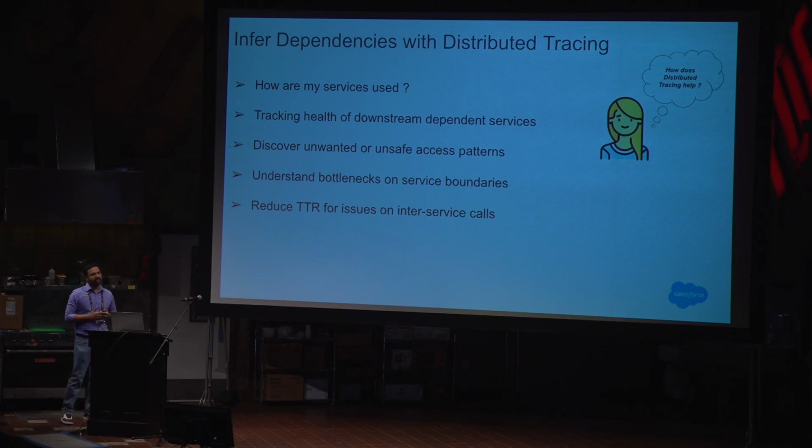Now, how does distributed tracing help with service dependencies? It answers very basic questions like how are my services used? How can I track downstream dependent services and their health? Can I discover unwanted, unsafe access patterns? Once you have this dependency graph drawn, it's much easier to look at patterns, especially unsafe ones. Why is this service talking to a secure environment? Things like that. And you can understand the bottlenecks on service boundaries, which is often missing, and use that information to reduce the time to remediate on inter-service calls.